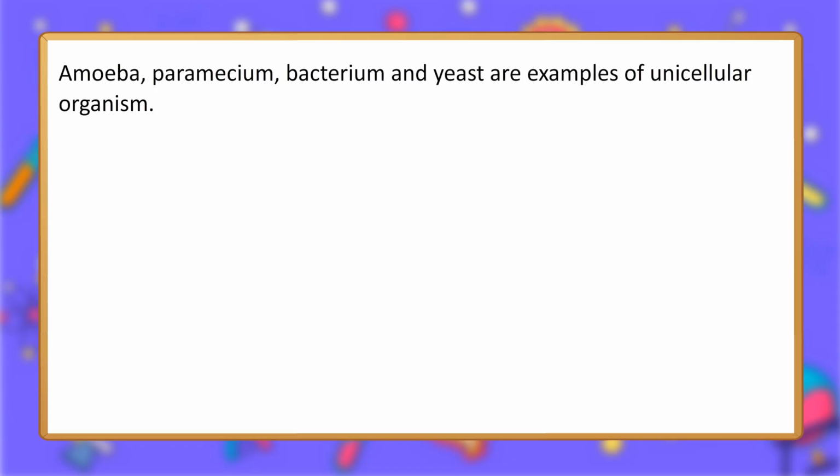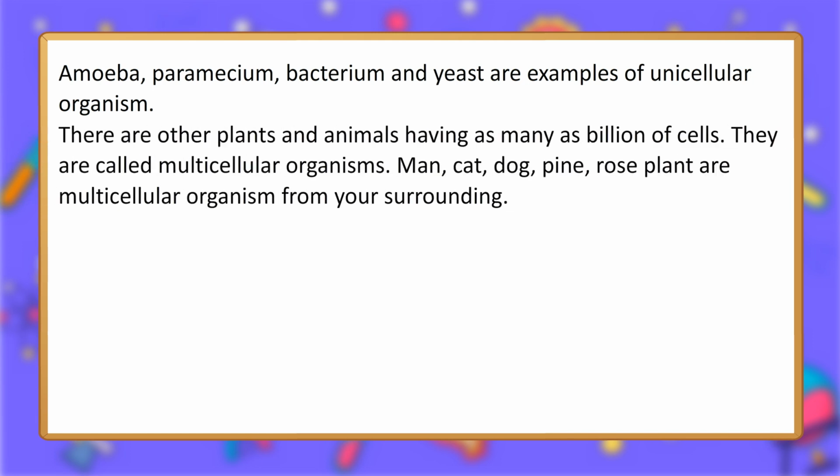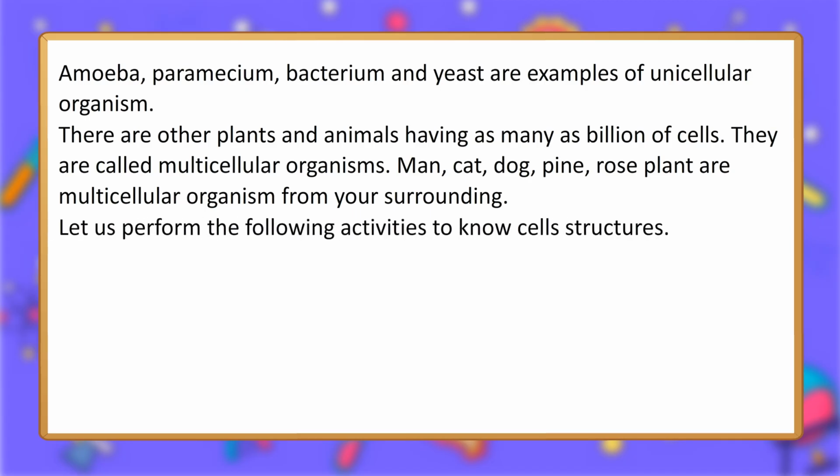Amoeba, Paramecium, bacterium and yeast are examples of unicellular organisms. There are other plants and animals having as many as billions of cells. They are called multicellular organisms. Man, cat, dog, pine and rose plant are multicellular organisms from your surroundings. Let us perform the following activities to know cell structures.